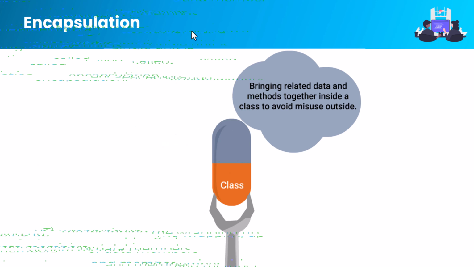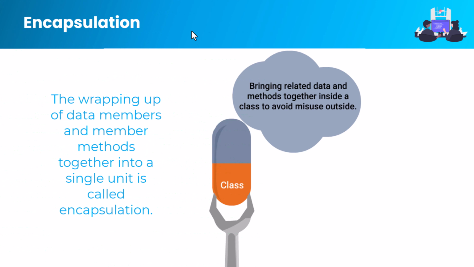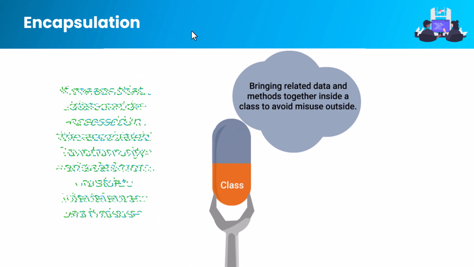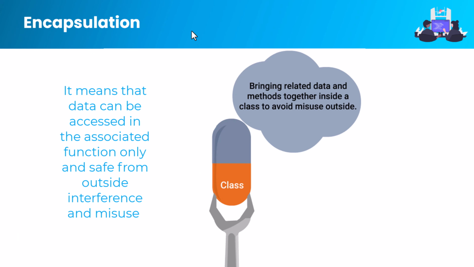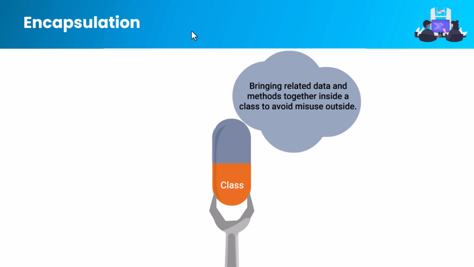So we are actually wrapping up data members and member methods together into a single unit, which is called encapsulation. It means that the data can be accessed in the associated function only and is safe from outside interference and misuse, thus leading to an important concept in object-oriented programming, also known as data hiding.